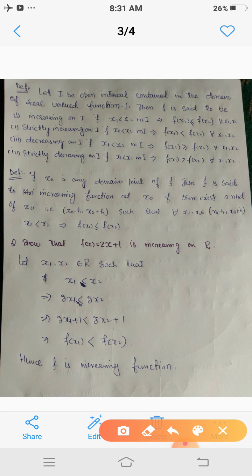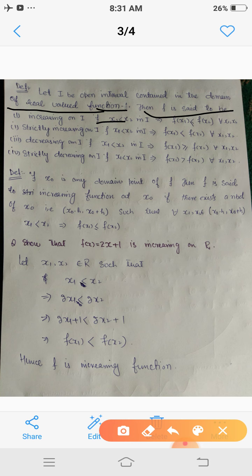So how do we define increasing and decreasing functions? Let I be an open interval contained in the domain of a real valued function f. So this means that I is the open interval, or simply the domain of the function. Then f is said to be, first, increasing on I if x1 less than x2, for any two points belonging to this interval, implies that f of x1 is less than or equal to f of x2 for all x1, x2 belonging to I. Then we say that f is an increasing function.